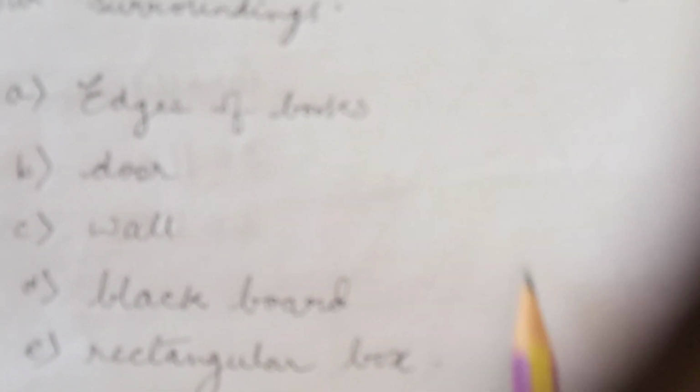Okay, now moving to the second example, that is door. You just look at your door also children. The edges of the door are also parallel. The edges of walls are also parallel. Blackboard, you may look at the blackboard. It's a rectangle in shape, no? So the sides of blackboards are also parallel. Last is your instrument box, your rectangular pencil box. The edges of the rectangular box are also parallel lines.